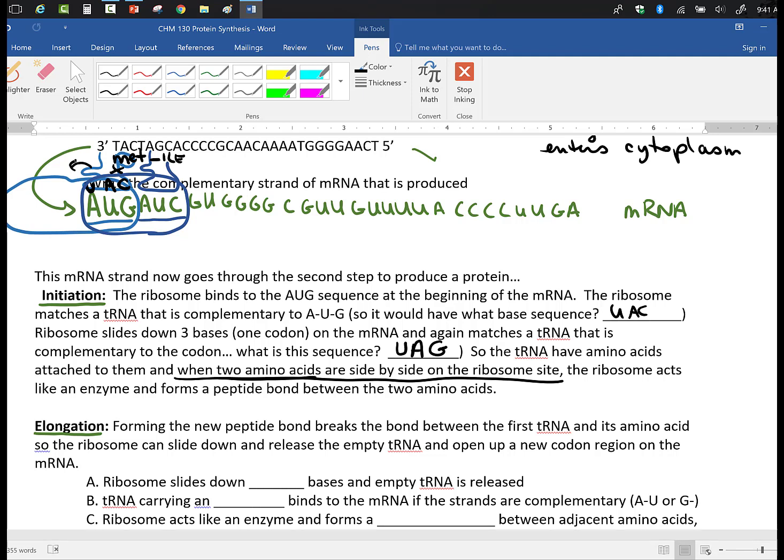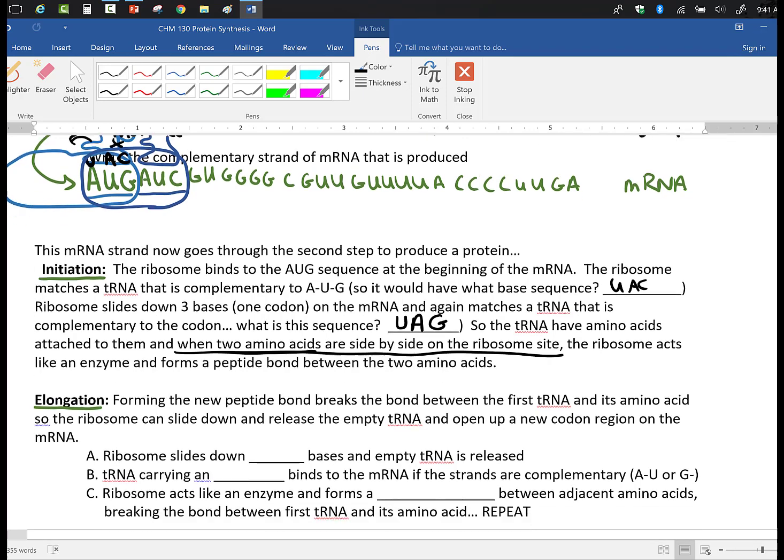So this starts the process of elongation. Once you form a new peptide bond, the ribosome slides down and the empty tRNA falls off the back. If it doesn't have an amino acid attached, it's not going to stay put. It just ends up dropping off. It can actually have a new amino acid put back on it, the same one based on that sequence, and can be used over and over. Then you start the process of elongation.